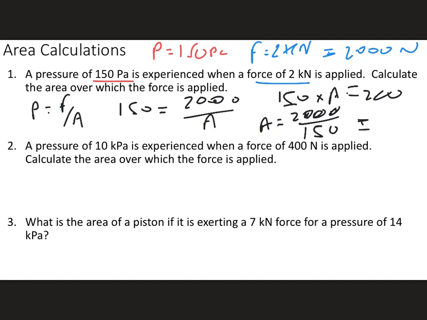And I can put that into the calculator to get the correct answer. Putting that into my calculator, I get 13.3 recurring, so I'm just going to round that up to 13, and that will be meters squared.